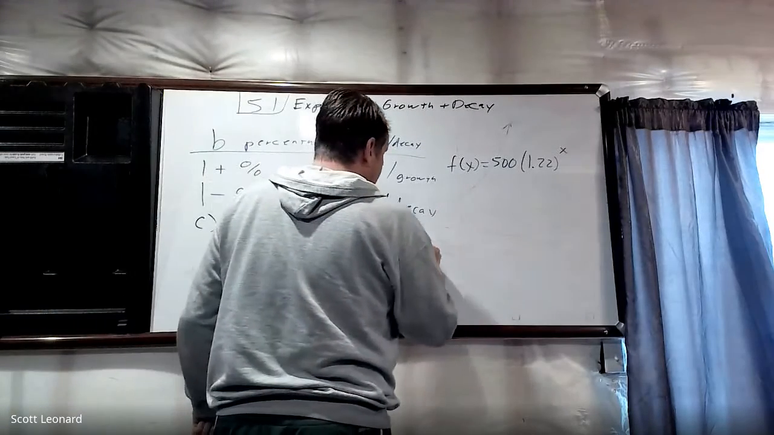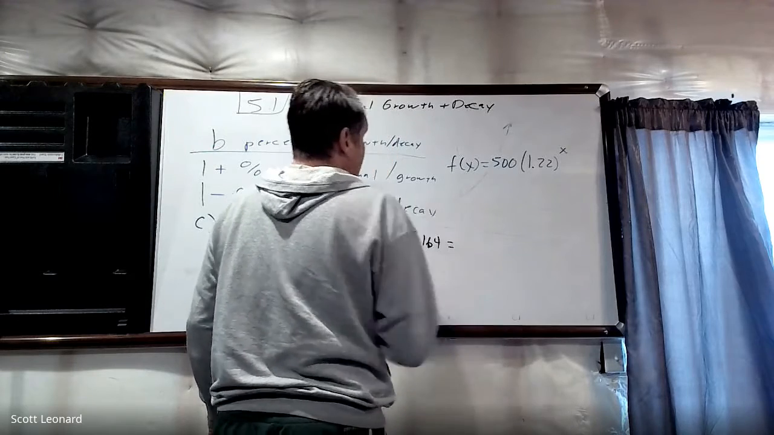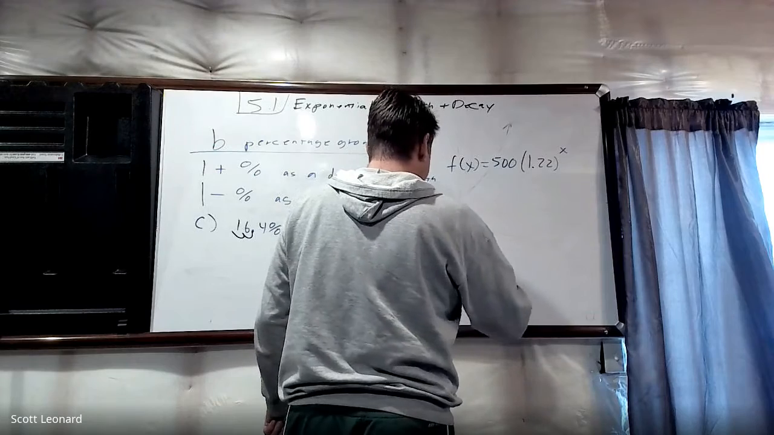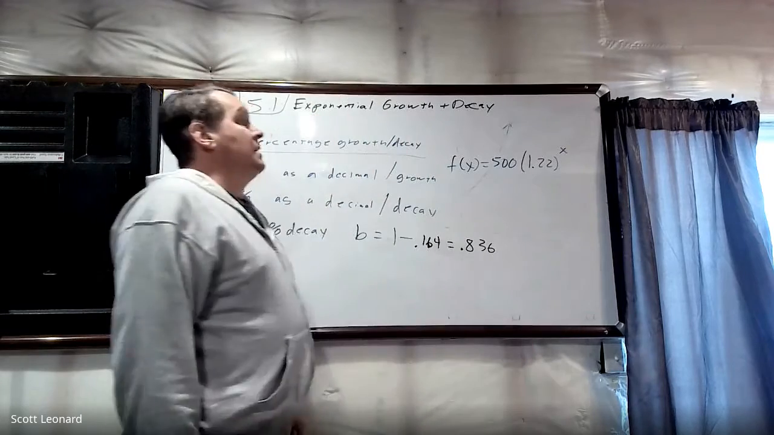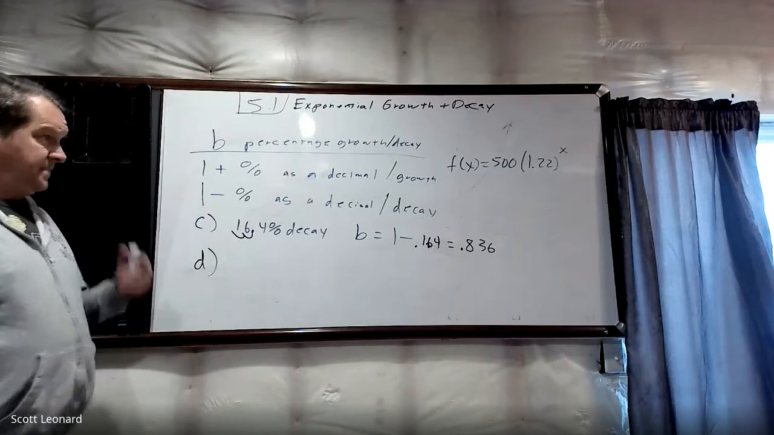1 minus 0.164, and I will get 0.836. That is correct. All right. Last one of this section.